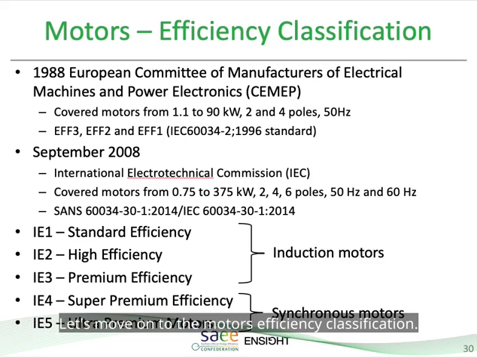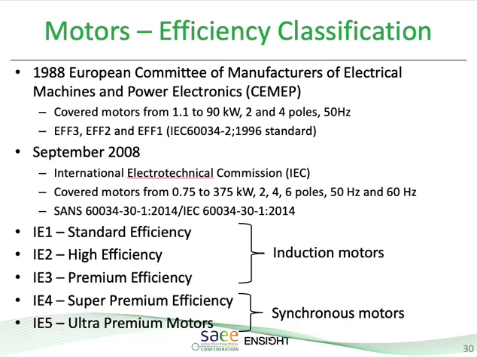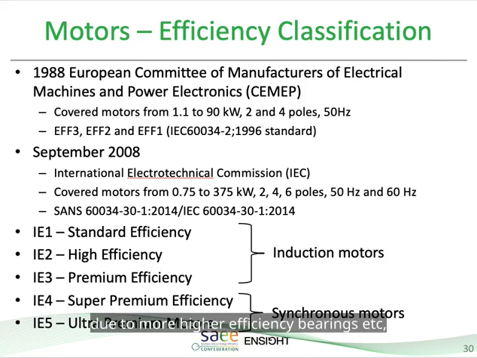Let's move on to the motor's efficiency classification. To summarize, in the olden days we had EFF 1, 2 and 3 efficiency class motors. That then changed to IE 1, 2, 3, 4 and 5. Keep in mind that using a higher efficiency motor might rotate at a bit higher speed, due to higher efficiency bearings, etc., and a lot lower losses within the motor.